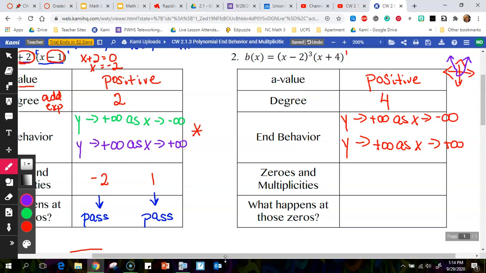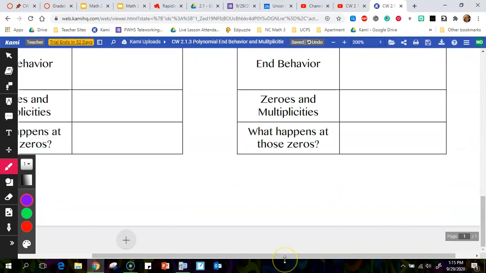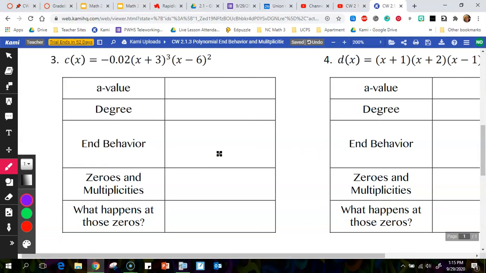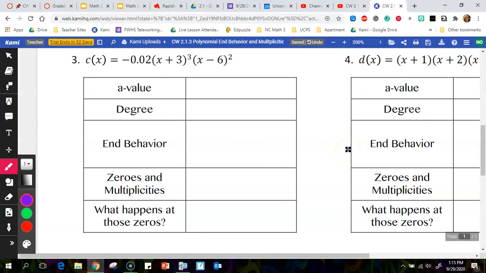Zeros and multiplicities. Here's the first one is the opposite of this, 2. And the second one is the opposite of this, -4. At 2, it's a 3. A 3 tells me that is a curve. And a 1 tells me that is a pass. I want you to do a couple of these on your own, but we'll keep going.